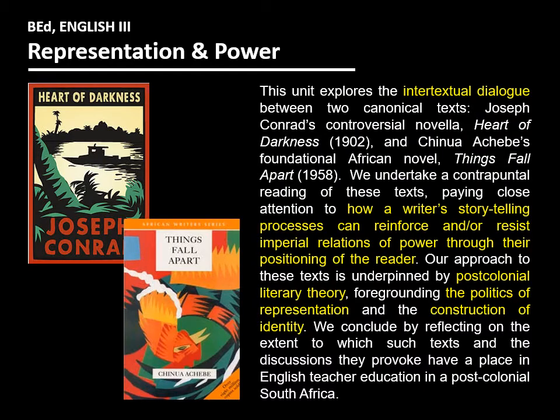But let me begin by briefly describing the course in question. It's an undergraduate course, English 3, part of the Bachelor of Education program. It's a literature course that involves the study of two novels, Heart of Darkness being one of them, and Things Fall Apart the other. The blurb on the right is from the student's course outline, but all you need to know is that it's framed by post-colonial literary theory, and it places these two novels in conversation with each other.